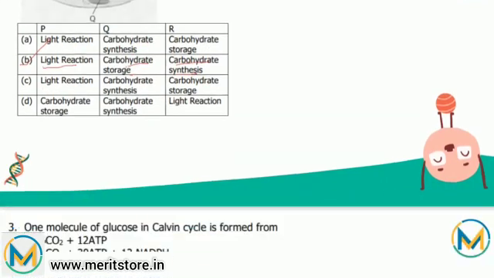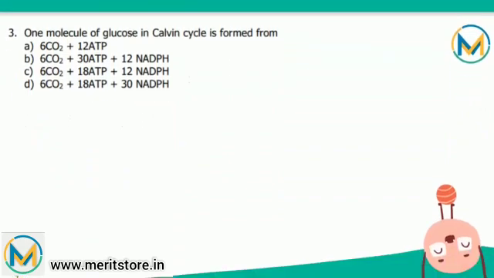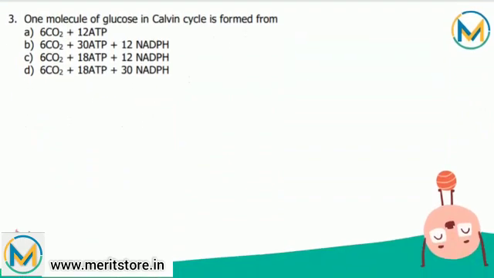Moving towards the next question. One molecule of glucose in Calvin cycle is formed from. So first of all, 18 ATP and 12 NADPH along with 6 carbon dioxide are required to form one molecule of glucose. 6 carbon dioxide and 18 ATP plus 12 NADPH forms one molecule of glucose, and one molecule of glucose requires 12 NADPH. One molecule of glucose requires 18 ATP.